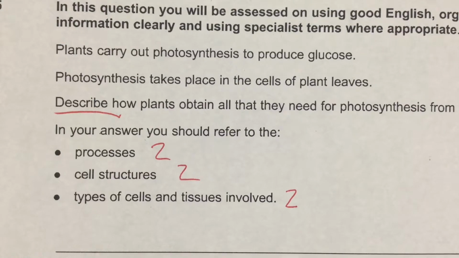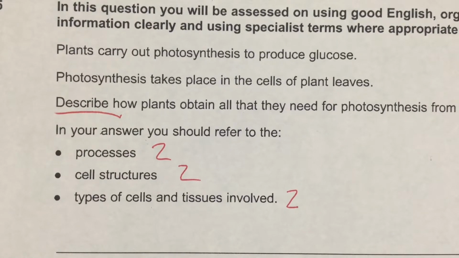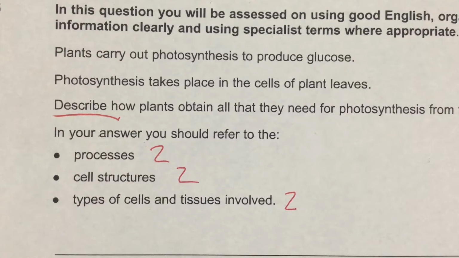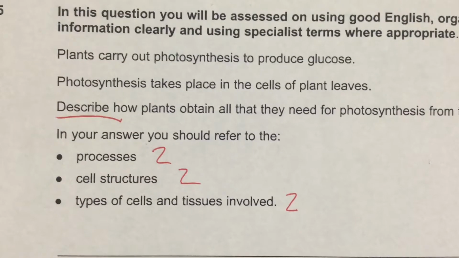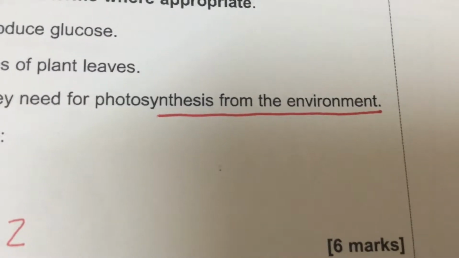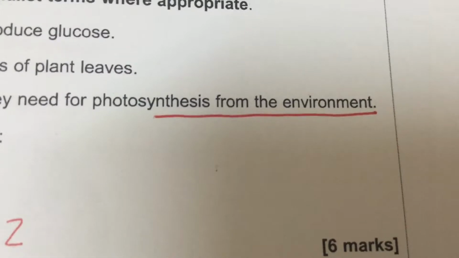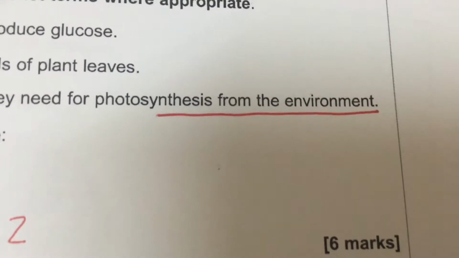There are many marks that can be gained in this question, and just by mentioning 2 processes, 2 cell structures, and 2 types of cell, you've pretty much got your marks. However, we have to refer back to the stem of the question because it asks us how we obtain all that they need, i.e. the raw materials, from the environment.